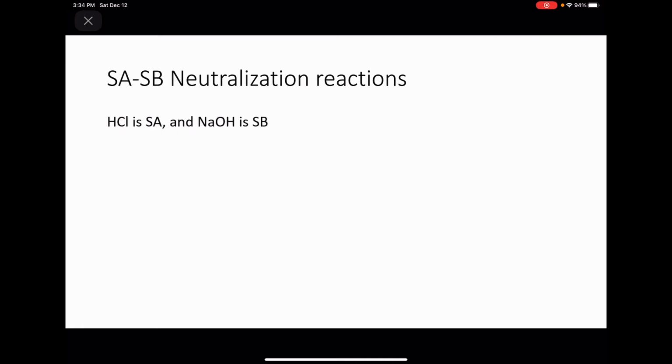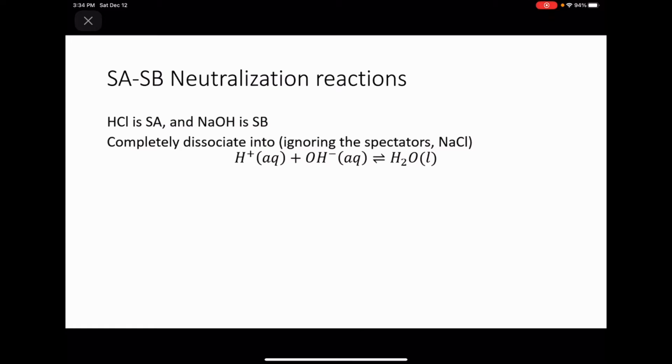HCl is a strong acid, sodium hydroxide is a strong base, so they completely dissociate into H+ and OH-. For most of the rest of the course, when we have strong acid and strong base, I'm just going to write them as their H+ or OH-. The spectator ions really don't matter. All they're doing is balancing charge. So we get H+ plus OH- gives us H2O. Or if we write our proton as H3O+, we get H3O+ plus OH- gives 2 H2O.